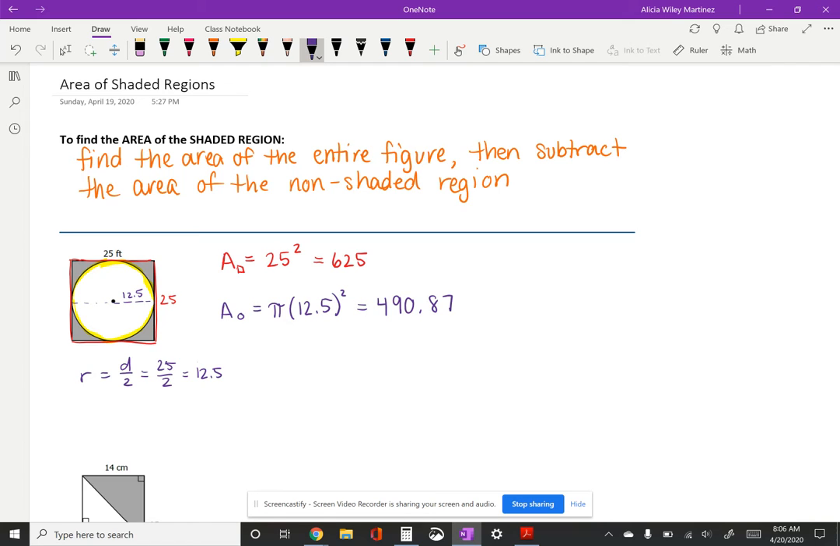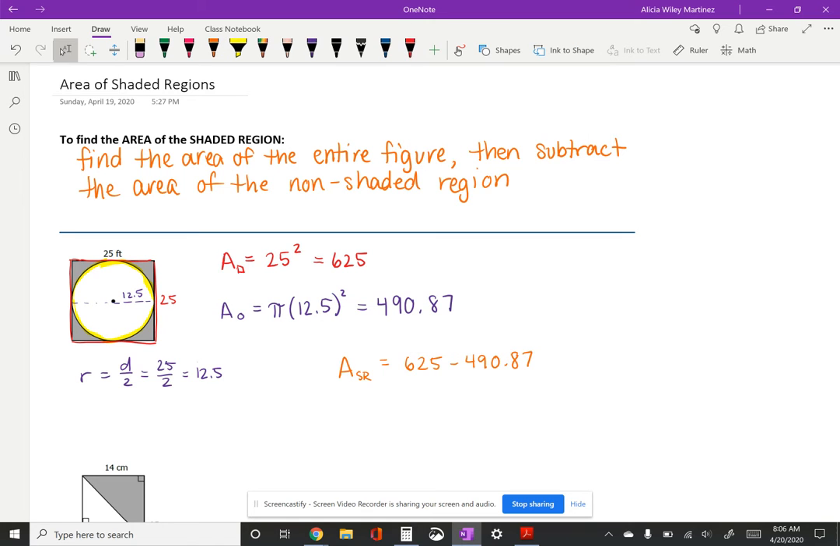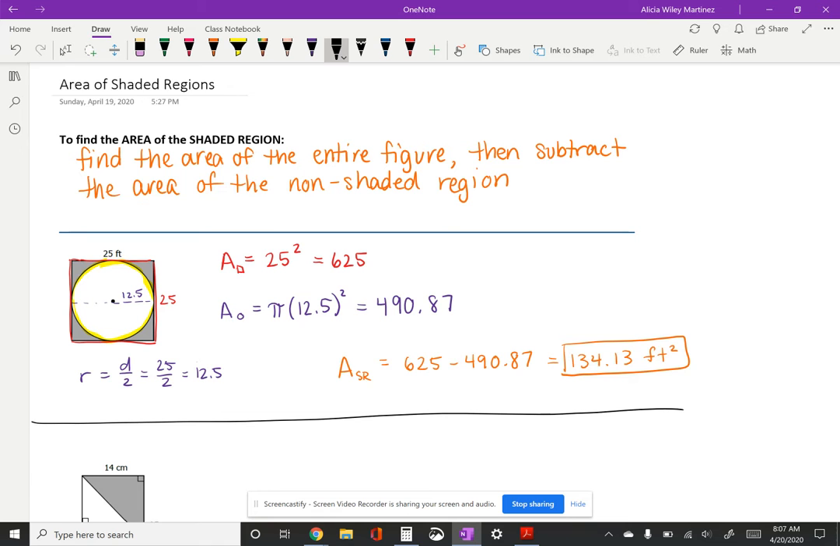Then you're going to subtract those two values. So the area of the shaded region, I'll just call it SR, is 625 minus 490.87, which is 134.13. And again, it's area, so it's units squared. So that's the general process that you take to complete these problems.